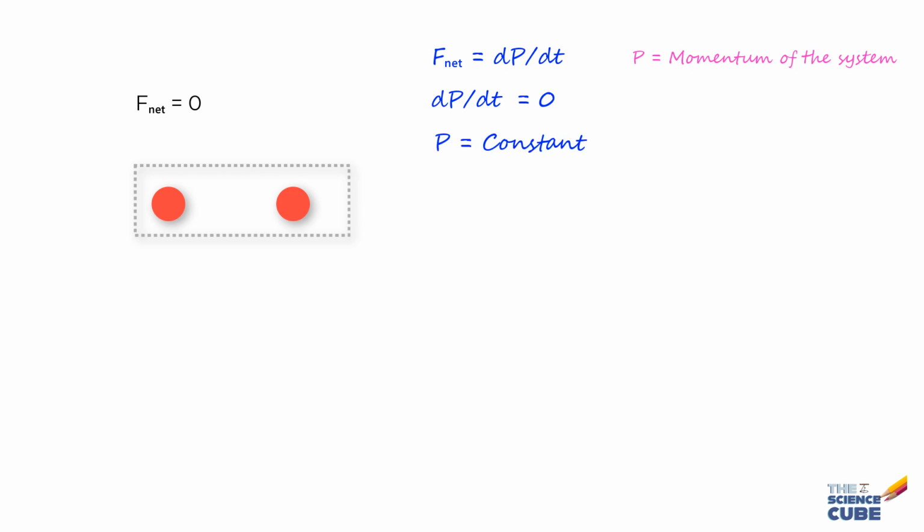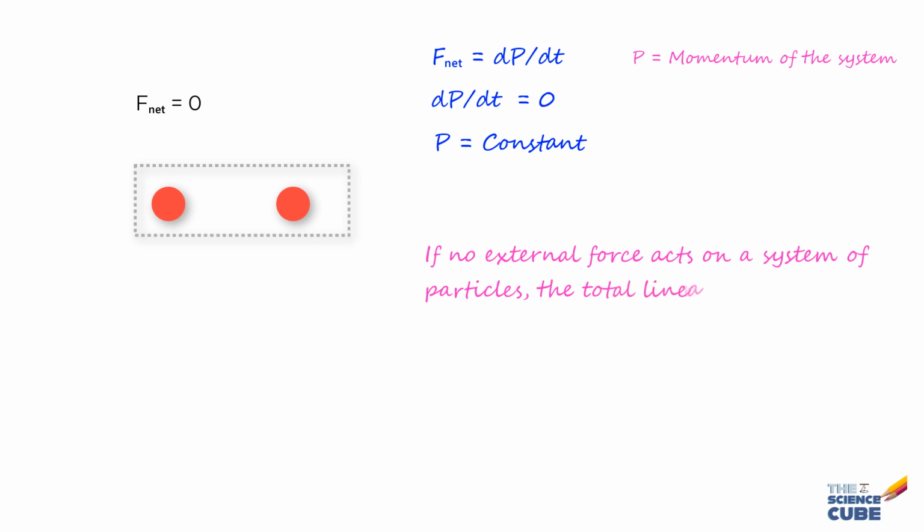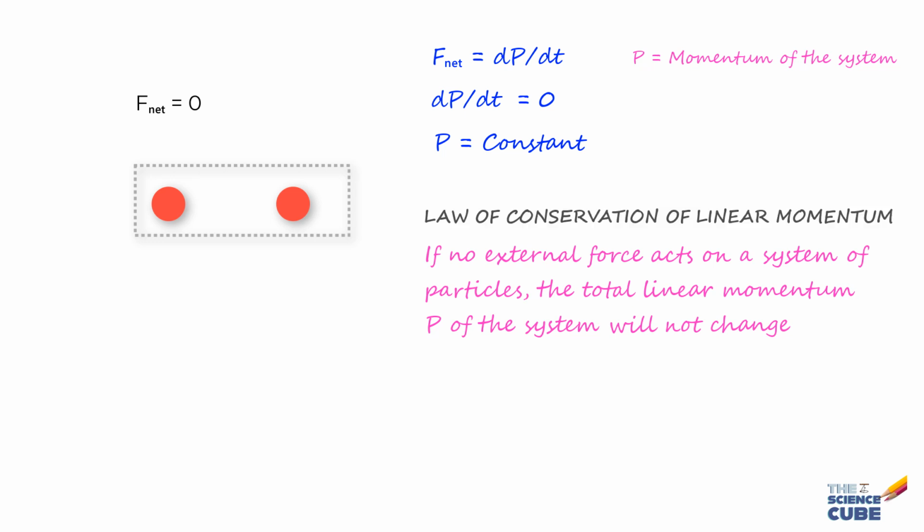Well, the same thing said in simple words is, if no external force acts on a system of particles, the total linear momentum P of the system will not change or remain constant. And this is what we call the law of conservation of linear momentum, where the word conservation means maintaining or preserving a state. In this case, preservation of linear momentum. And you will see as we progress, it is a very powerful tool for solving problems in physics.